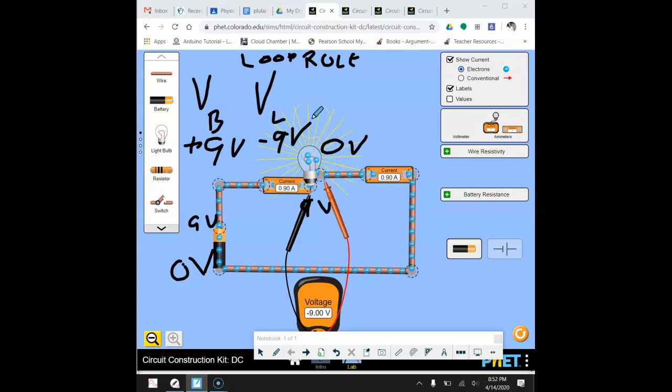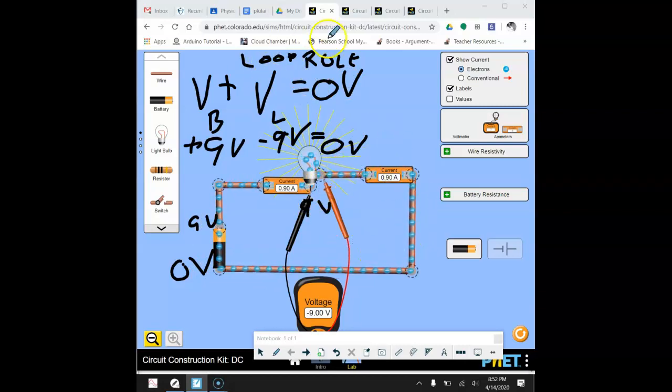So if I take the voltage across the battery and the voltage across the light bulb, I end up getting 0 volts. So that's another way of looking at the loop rule, saying I'm going to look at the change in potential across each element in that circuit. And if I add all of those differences up as I go around, I get a total of 0 because the battery provides it, the light bulb takes it away, we're back to 0.